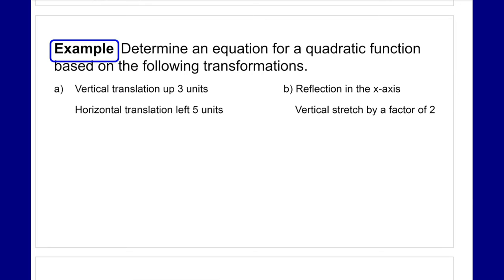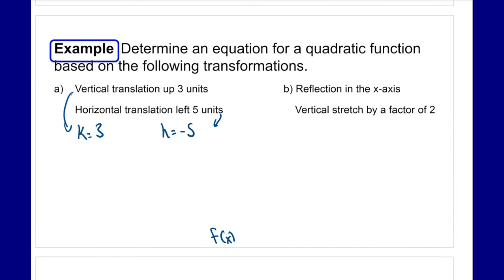Next, we're just going to do the reverse. We're going to go from the actual transformations to figure out what the equation is. So it's going to be very similar to what we just did, just going in reverse. So the vertical translation of up 3 units is referring to our k value. This means k is positive 3. Our horizontal translation left 5 units is referring to h, meaning left is negative, so negative 5.